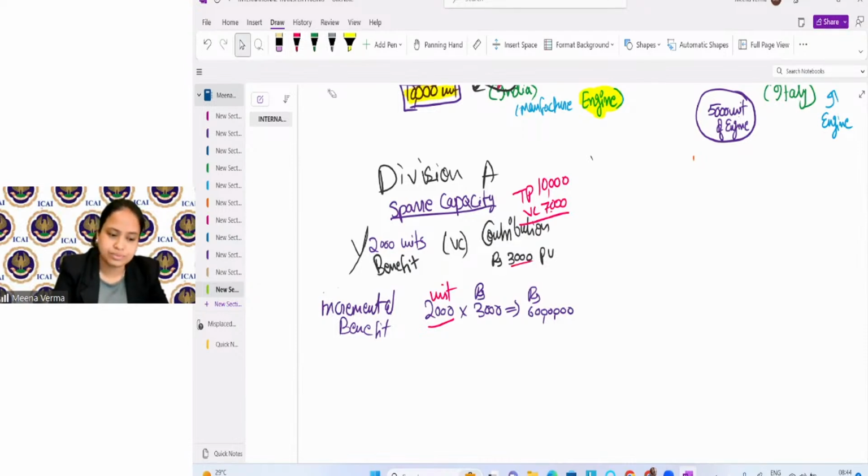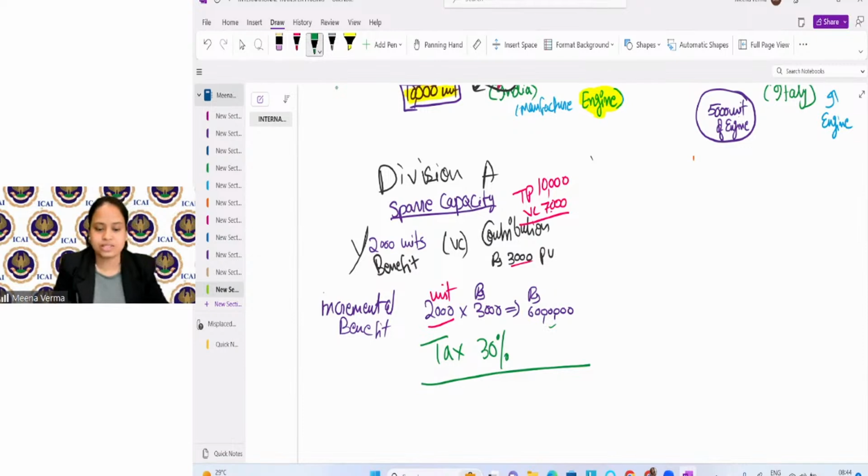Right? So what is the increase in revenue for Division A in India? 60,000 is the increase in revenue in Division A in India. On this, it will pay tax. How much? 30%. So what will be the tax and what will be the amount after tax?